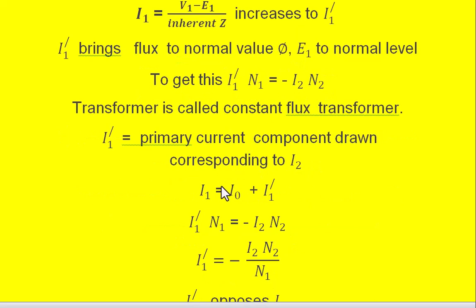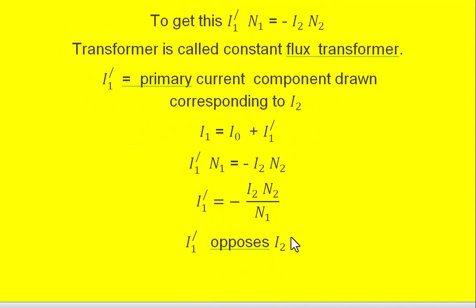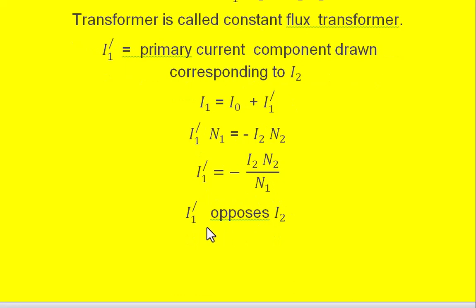Under this load condition, we write the input current to the transformer primary as I1 is equal to I0 plus I1 dash. So the vector sum of I0 and I1 dash is nothing but I1. And this I1 dash can be calculated using the MMF formula, that is I1 dash into N1 is equal to minus I2 N2, so that can be written like this: I1 dash is equal to minus I2 N2 by N1. So this I1 dash vectorially opposes the vector I2.